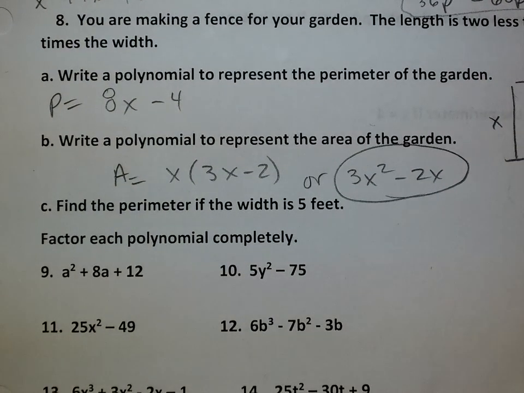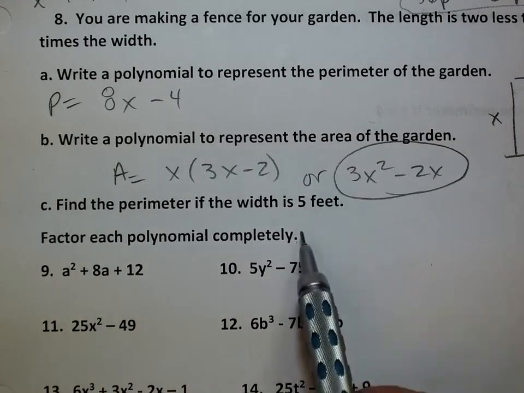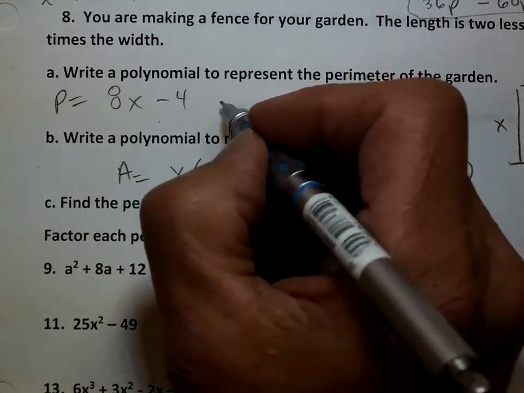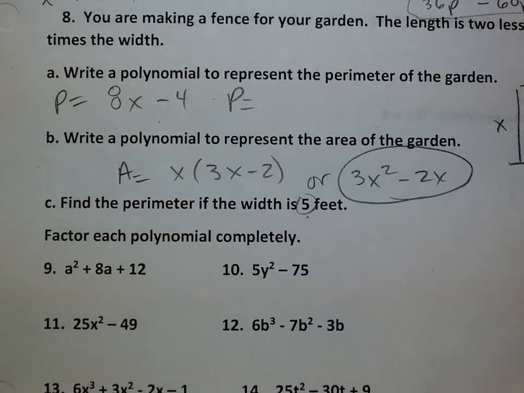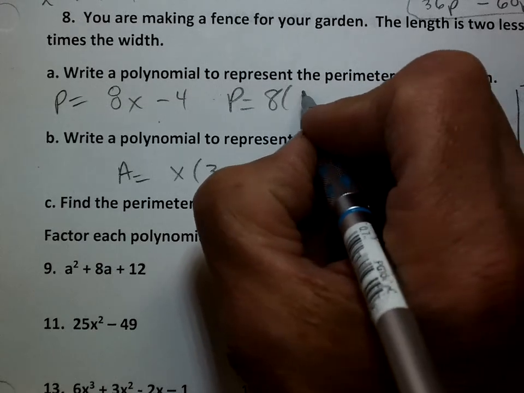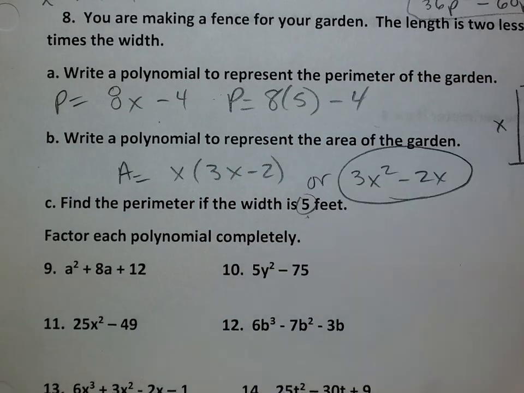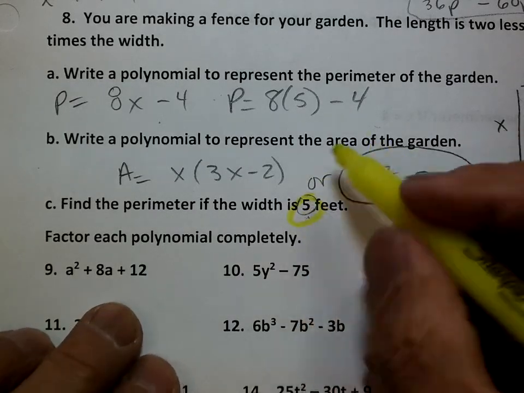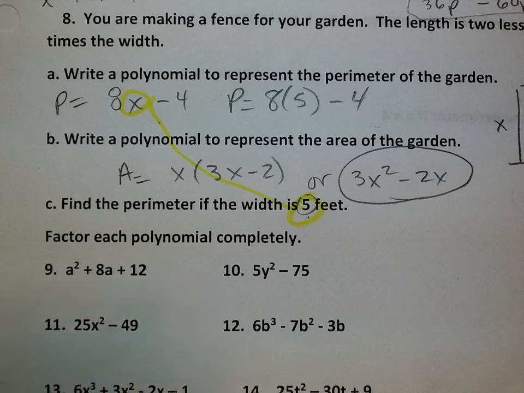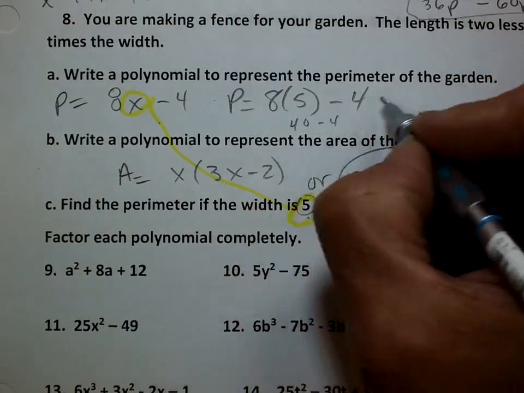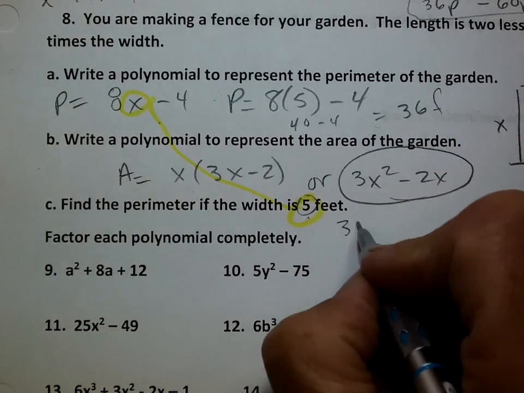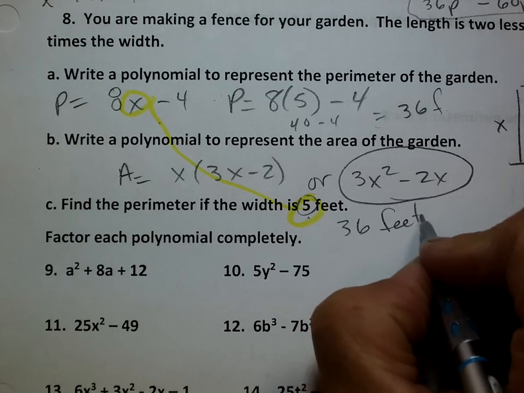Now, if the perimeter is 5 feet, let's just put 5 up here. Okay, find the perimeter if the width is 5. So if I go up here to the perimeter, 8 times 5 minus 4. I'm taking my 5 and putting my 5 in for x. So I get 40 minus 4, which is 36 feet. 36 feet. Okay, not too bad.